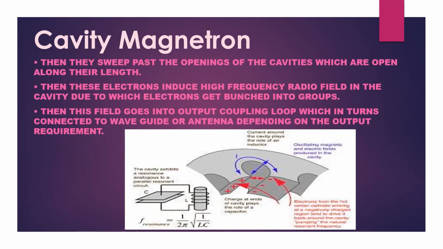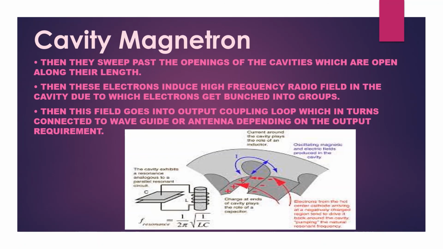In this diagram of cavity magnetron, you have a clear idea of what exactly is happening inside of the cavity magnetron when both electric field and magnetic field are applied. So when both these are applied, these electrons sweep past the opening of the cavities which are open along their length. Then these electrons inside the high frequency radio field in the cavity get bunched into groups, that means bunching will happen.